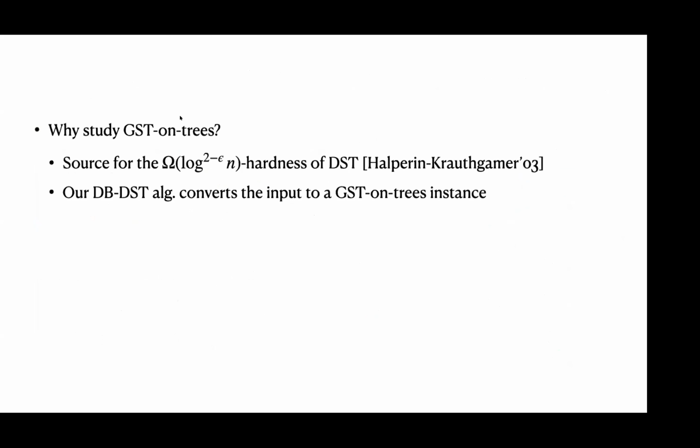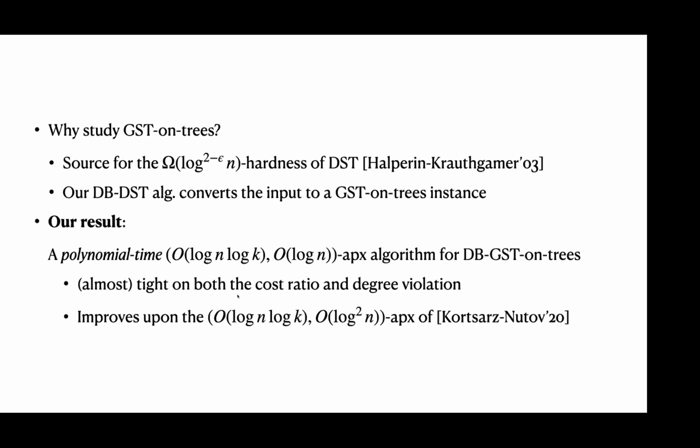So why do we study this problem? Because first, the hard instance for the DST problem is essentially a GST on trees instance. And our algorithm for the DBDST problem essentially converts the input to a GST on trees instance. For this problem, we give a polynomial time algorithm with almost tight approximation ratio on both the cost and the degree violation. This improves upon the previous results of Kortsarz and Nutov by shaving a log n factor from the degree violation.